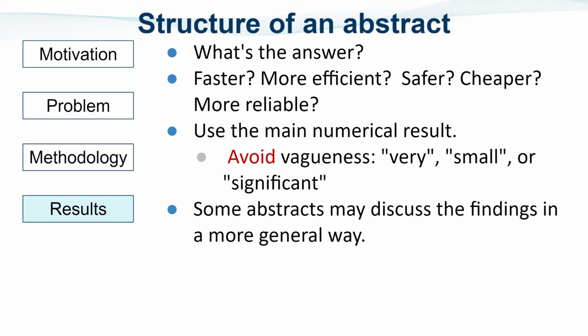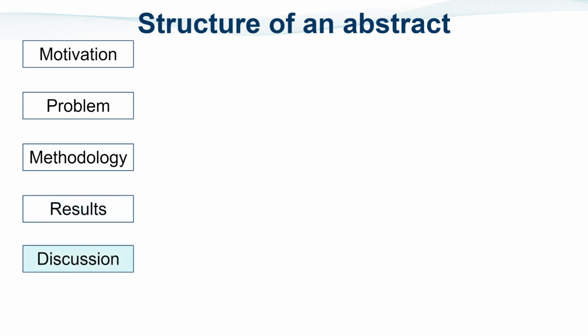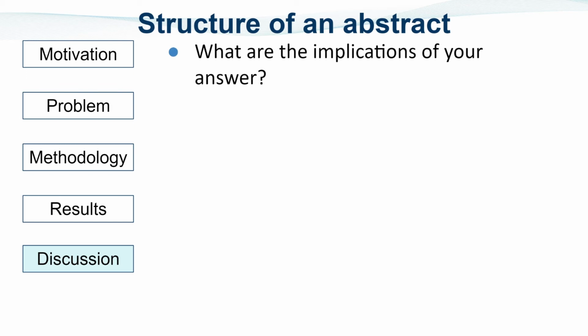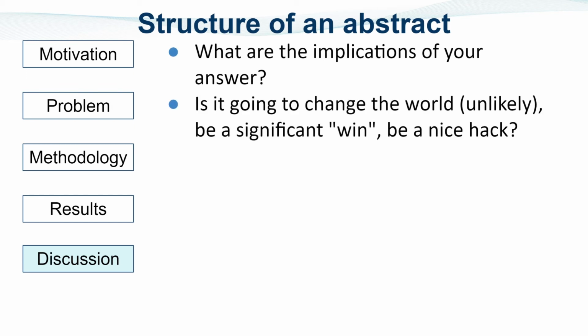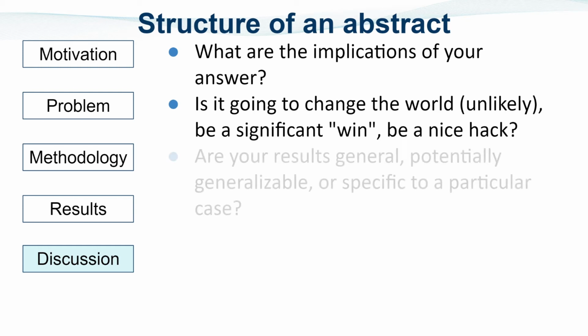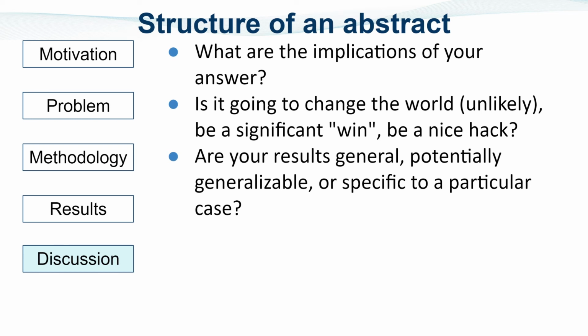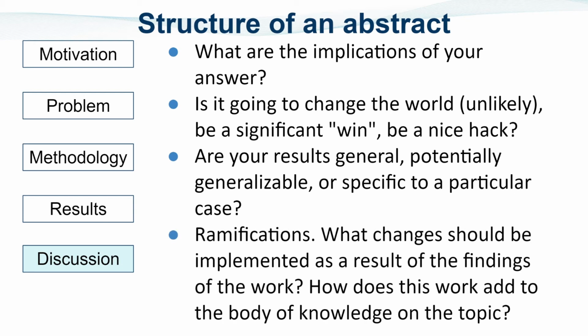All right, structure of an abstract. Now, finally, the discussion section. What are the implications of your answer? Is it going to change the world? Unlikely. Will it be a significant win? A nice hack? Are your results general, potentially generalizable, or specific to a particular case? And ramifications: what changes could be implemented as a result of the findings of the work? How does this work add to the body of knowledge on the topic?